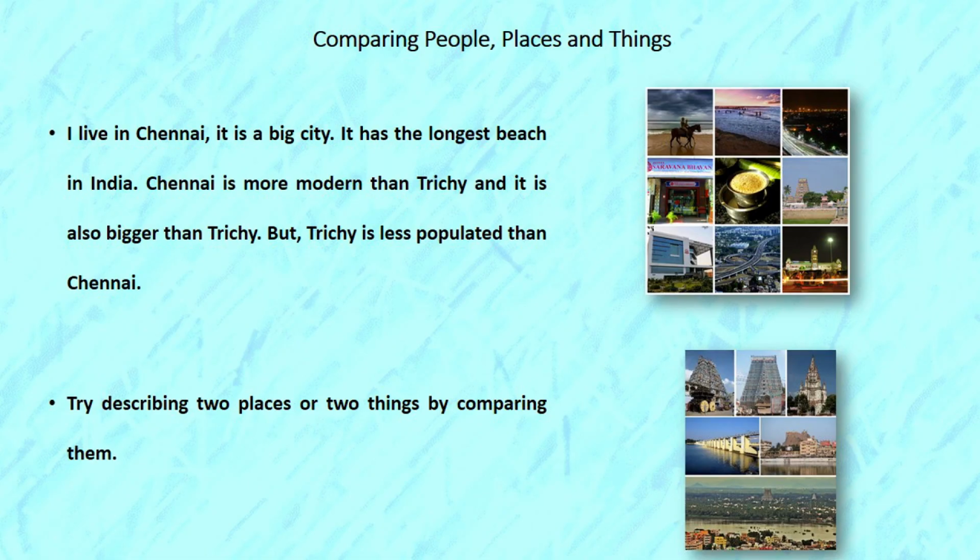Now just observe what I have got to say about two places. I'm going to speak about Trichy and Chennai. I live in Chennai. It is a big city. It has the longest beach in India. Chennai is more modern than Trichy and it is also bigger than Trichy. But Trichy is less populated than Chennai. Now try describing two places or two things by comparing them.